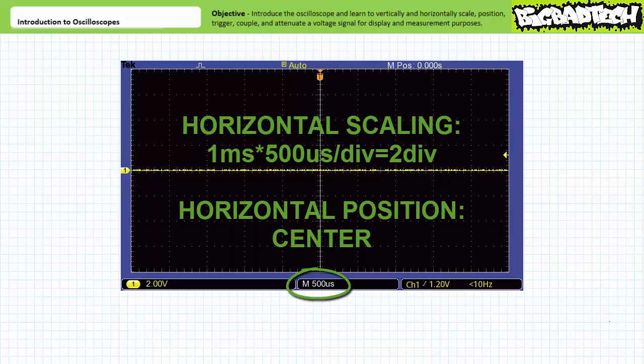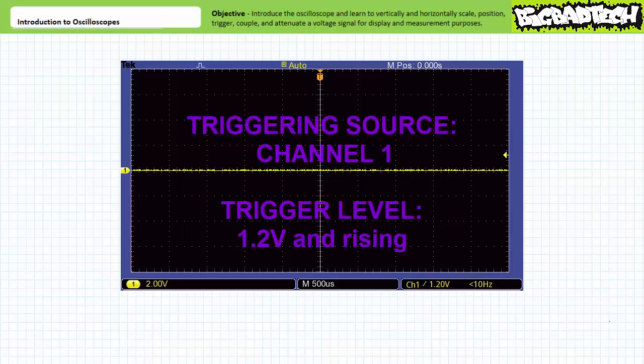I'll use a horizontal sensitivity of 500 microseconds per division. With a 1 millisecond period, I know each cycle of the test waveform will take 2 full divisions. With a 50% duty cycle, one 500 microsecond division will be on, and one 500 microsecond division will be off. I'll trigger off channel 1 at 1.2 volts and rising. This is a regular event in the test waveform's life.